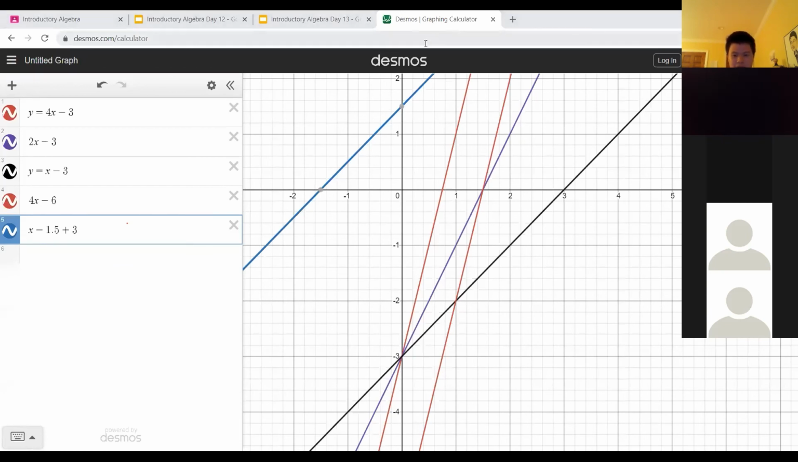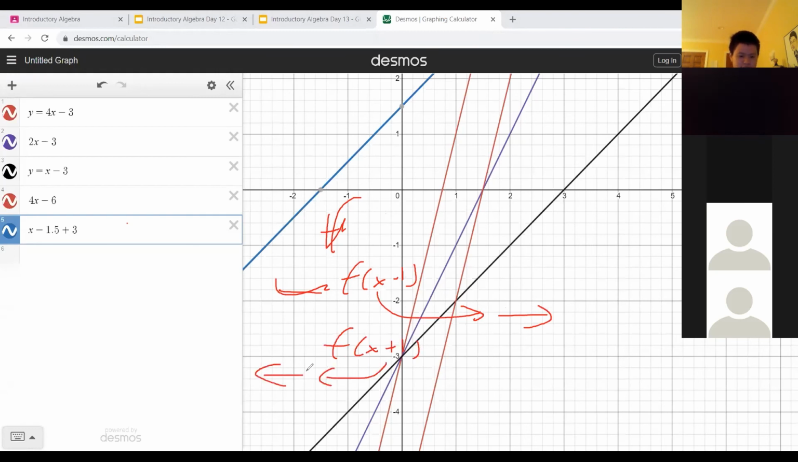Does anyone have any questions? A reminder if it wasn't clear, but f(x minus 1) shifts it to the right, f(x plus 1) shifts it to the left. It was a bit unclear before.